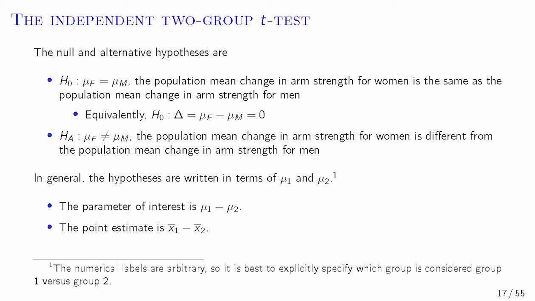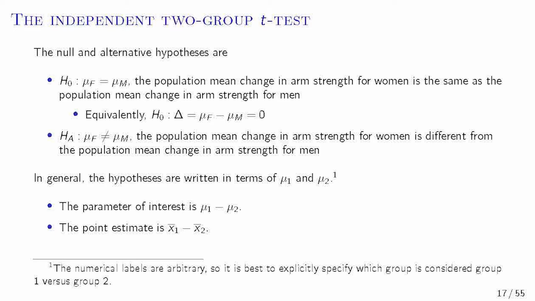But the error bars do overlap, and maybe our eyes are going to deceive us. So let's do a formalized test. We're going to need to do a 2-group t-test, where the null hypothesis is that the mu for females is equal to the mu for males. The population mean change in arm strength for women is the same as the population mean change in arm strength for men. Or the difference is equal to 0.